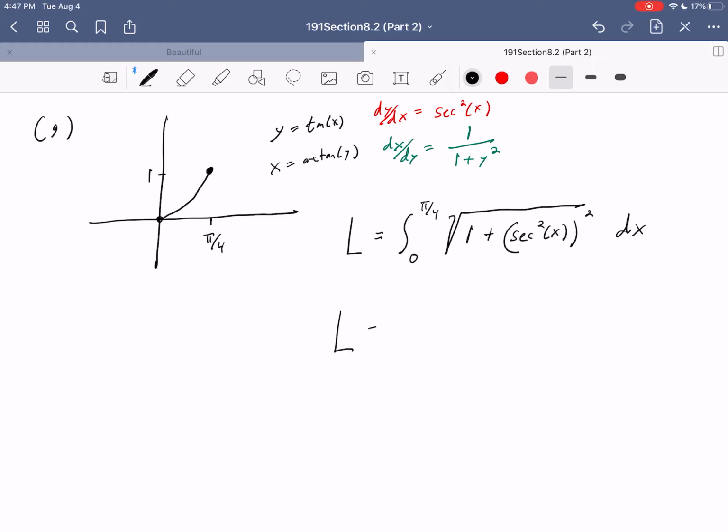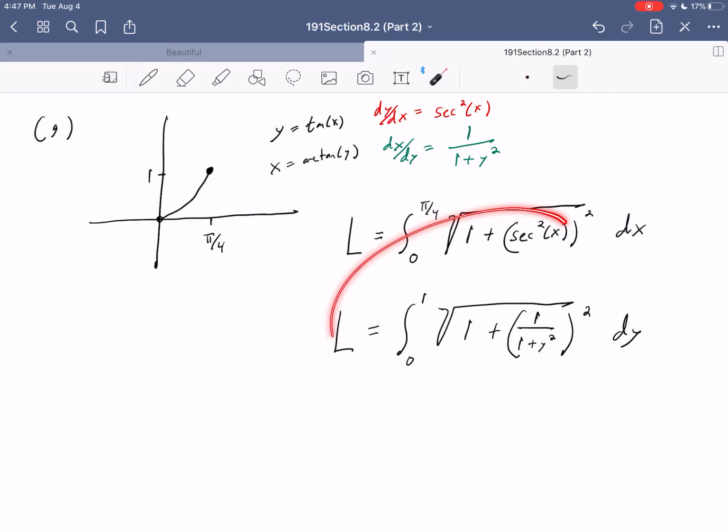All right, if we decided to work with respect to y, the bounds of integration would be 0 to 1, because we'd be imagining working from there to there. Then square root of 1 plus, now we use this derivative, so 1 over 1 plus y squared, and then all of that squared. And then we'd integrate with respect to y. So there we go. There would be two equivalent integrals, one with respect to x, one with respect to y, that would measure the distance from here to here along this curve, which of course we know would be a longer distance than just the straight line distance between the point 0, 0 and the point pi over 4, 1. So we're measuring the distance along that tangent curve.